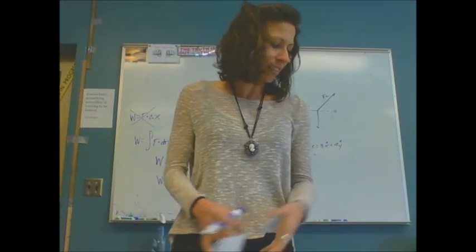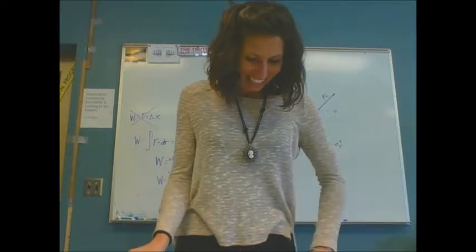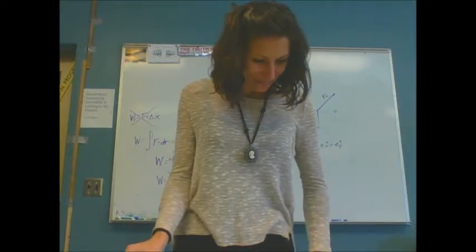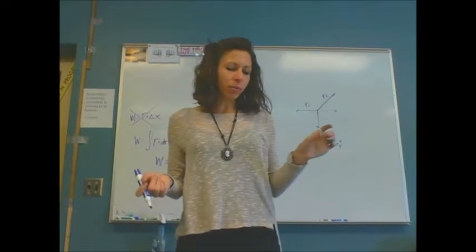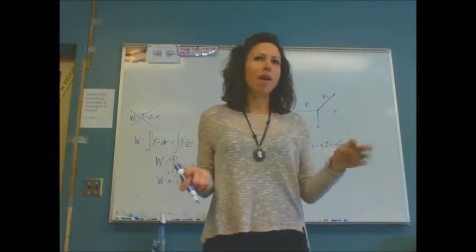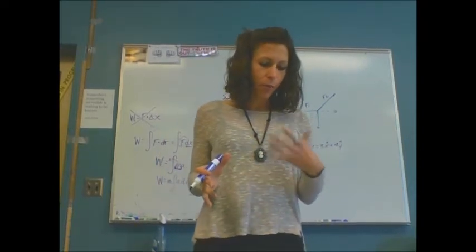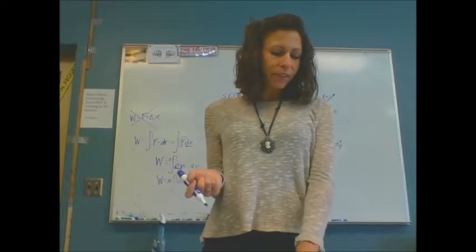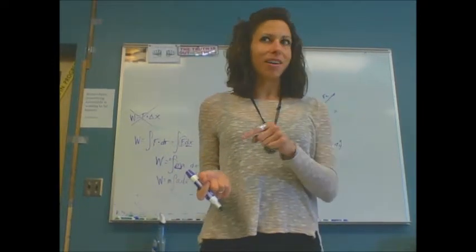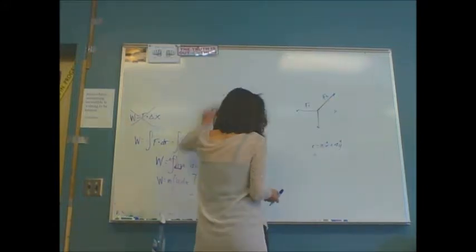I want you to have a really firm understanding of the way we use calculus to find the work. So we're trying to find the work done by a force that is not constant, okay? So the force is not constant, and they tell you that the force is equal to 2x i hat plus 3y j hat.